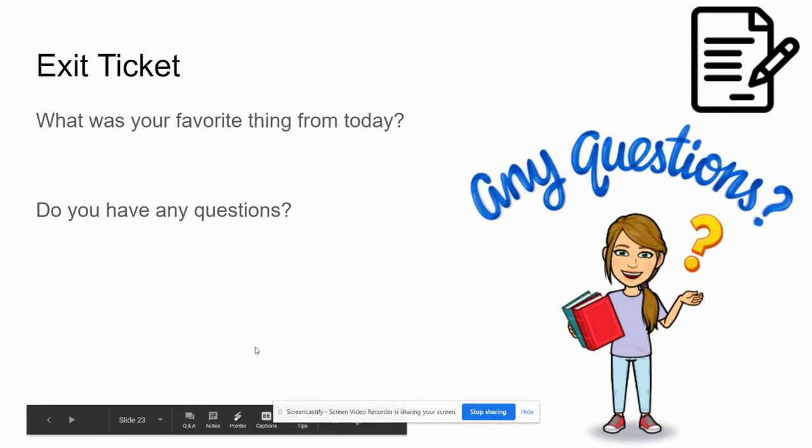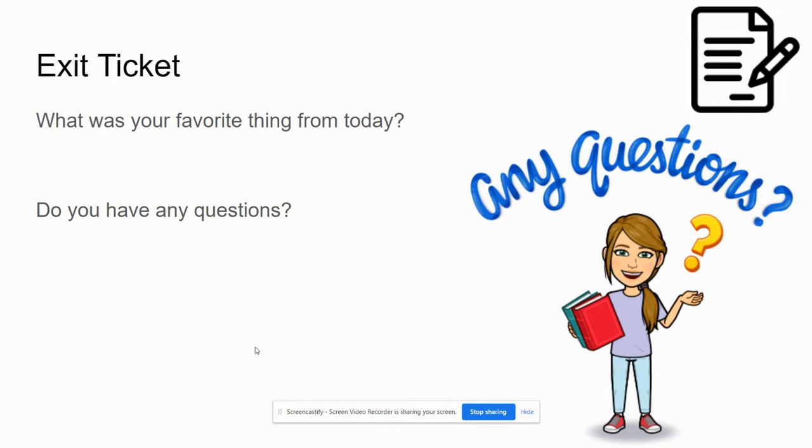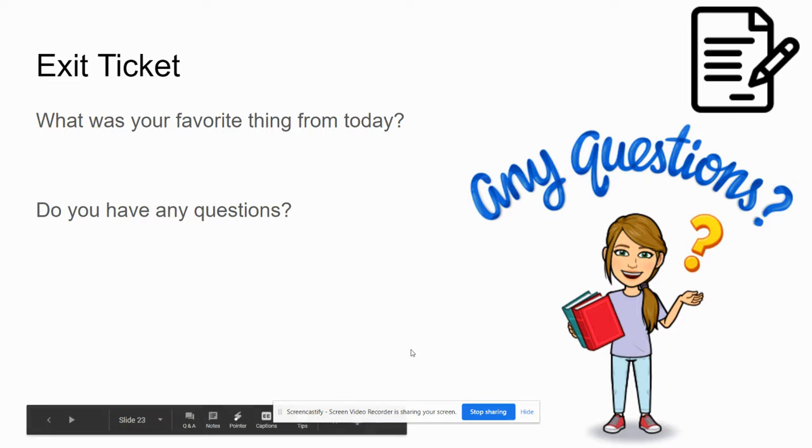And then you're going to have an exit ticket. This is because it is Wednesday. We always have an exit ticket Wednesday just to kind of gauge where you're at in the middle of the week. So let me know if you have any questions.